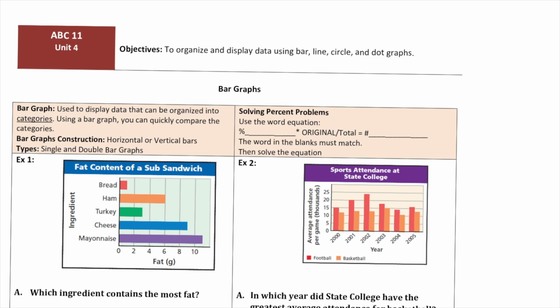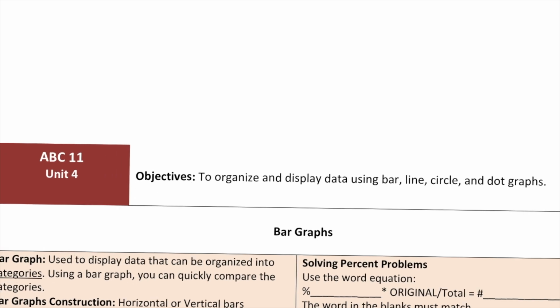For today's lesson, we're going to organize and display data using bar, line, circle graphs, and possibly dot graphs. As we look at bar graphs, it's important to know when we use them. You're going to use a bar graph to display the data so that you can organize things into categories. When you have everything in a category, you can quickly compare these categories.